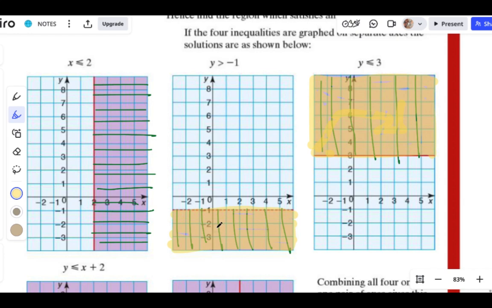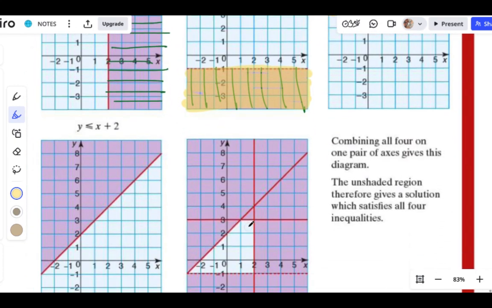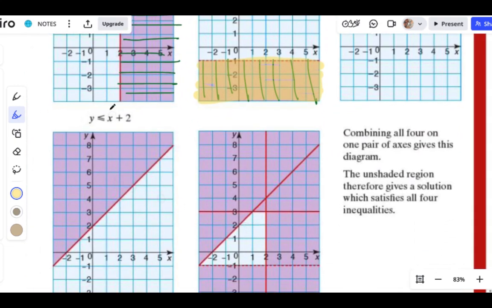Another thing you should take away is, okay, when do we shade? Depending on the instruction. If they say shade the region, then you look at the inequality. Which region? If they say shade the region which satisfies the inequality, then you shade the upper side of this one, because y is greater than -1. Greater than -1 is up on the y-axis. But since it says leave unshaded, we will not shade this way, we shade the bottom side.